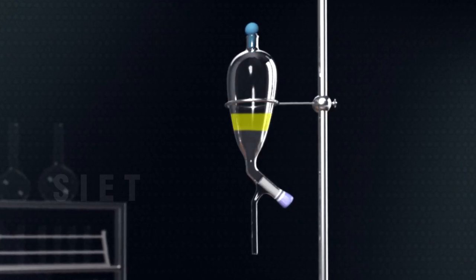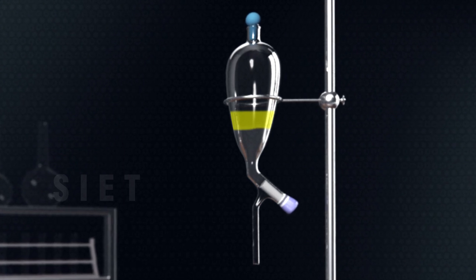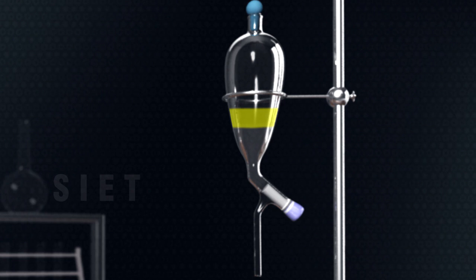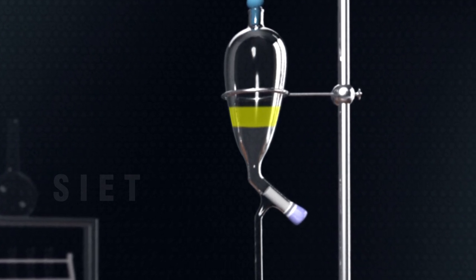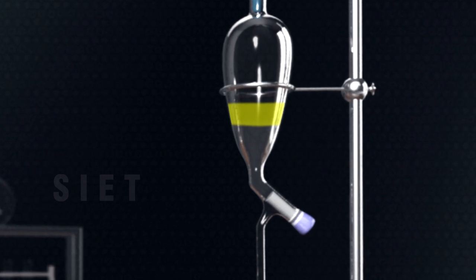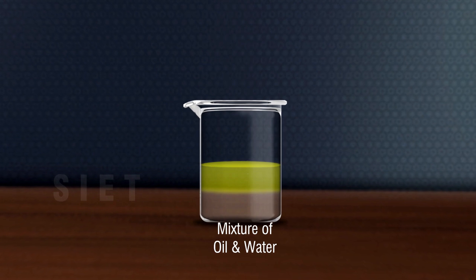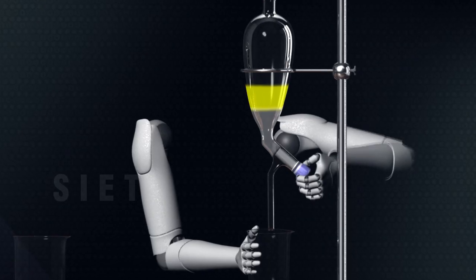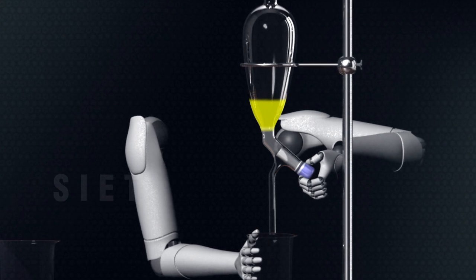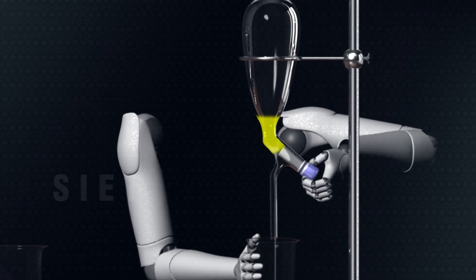The immiscible liquids separate out in layers depending on their densities. The denser liquid will fall to the bottom, forming the lower layer, and the lighter liquid forms the top layer. We know water is denser than oil. We have seen how to separate the mixture of oil and water, which are immiscible, using a separating funnel.